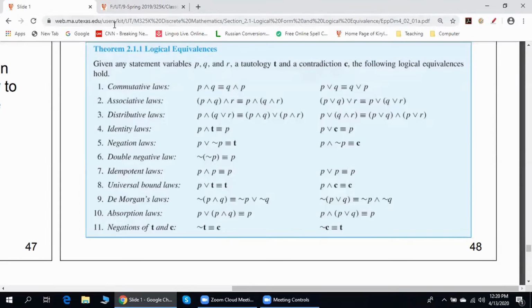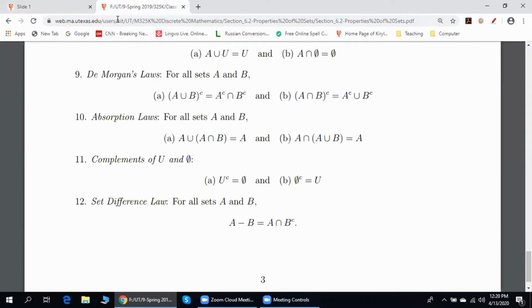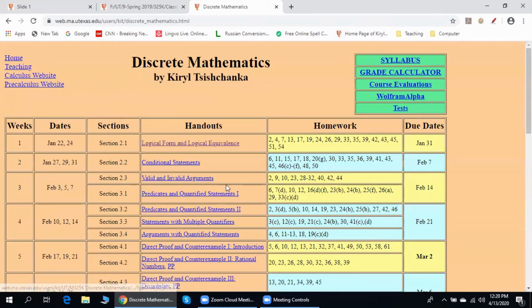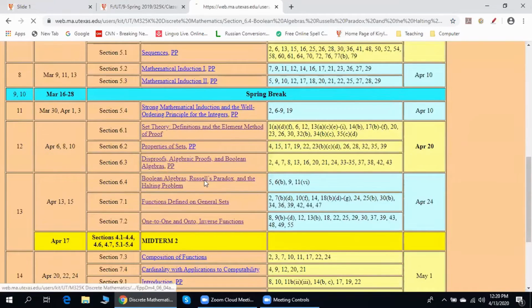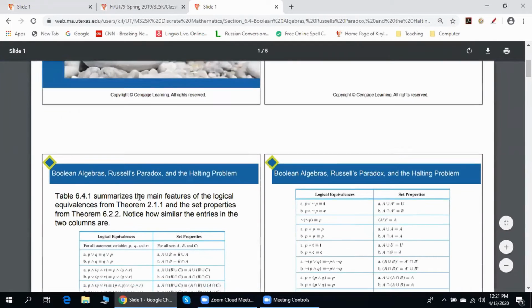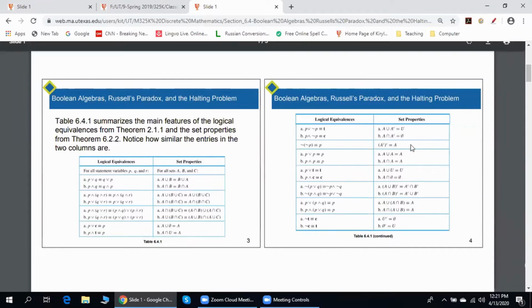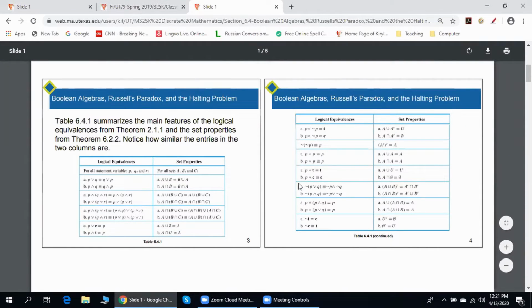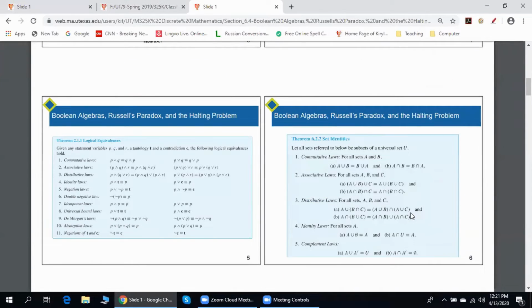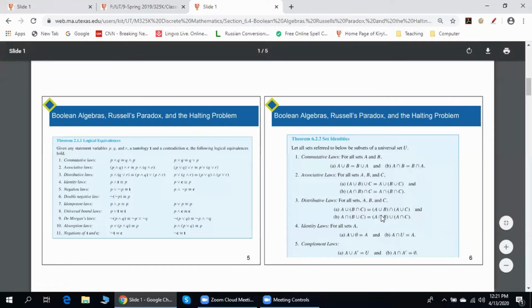So therefore, the next question is, why do we have these similarities? Is this a coincidence or is there some rationale? It's exactly what we discuss here. Let us talk about so-called Boolean algebras. So once again, over here, we show similarities between logical equivalences and set properties. And here we compare these tables again.